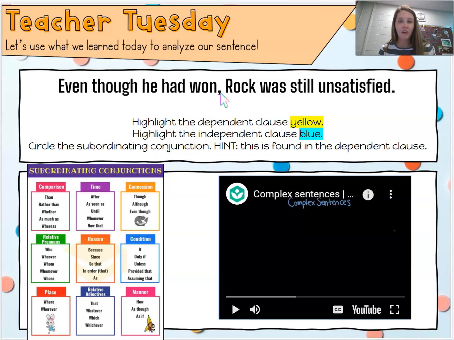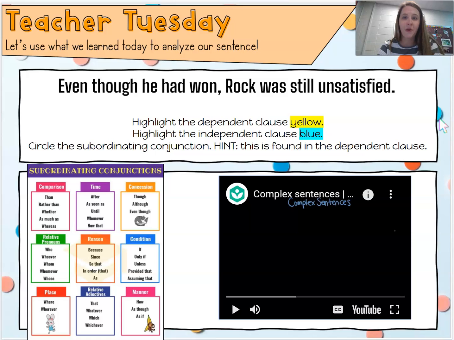And when I read the second clause or part of our sentence, it says, "Rock was still unsatisfied." Well, that's a complete thought. That can stand on its own as a whole sentence. This is my independent clause. So I would highlight that blue.